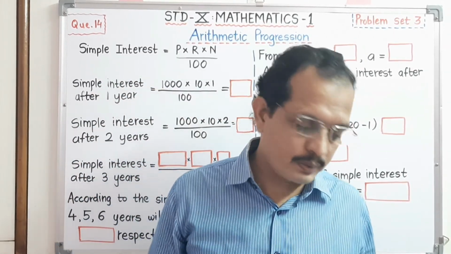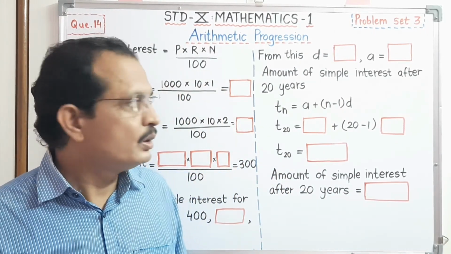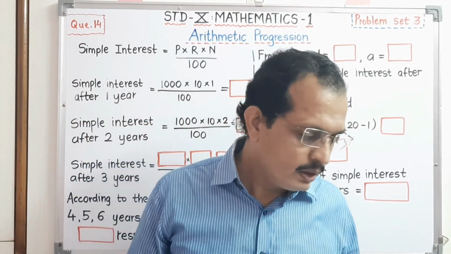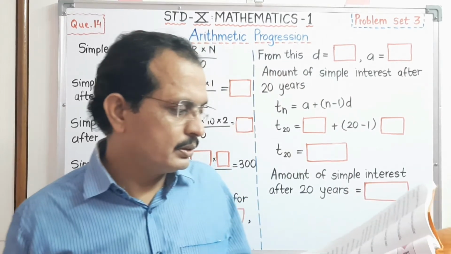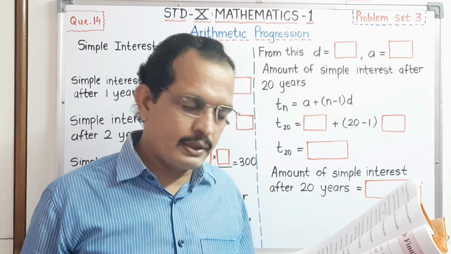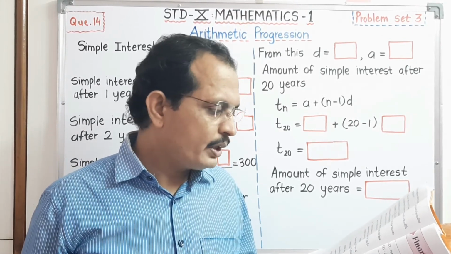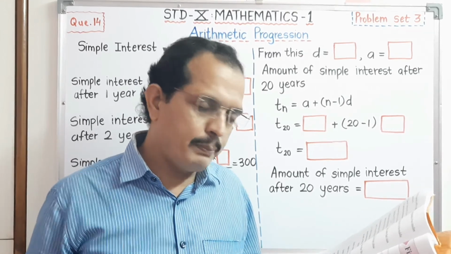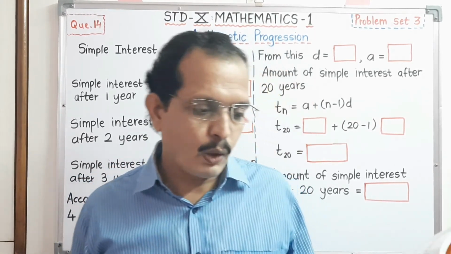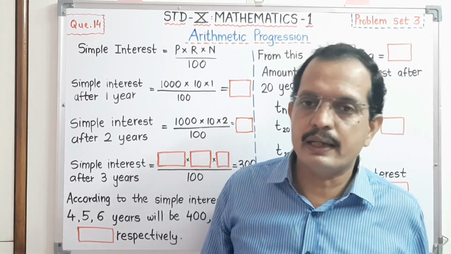It is for homework. Now we have to start with the 14th one, that is the last one, which is given as an activity based question. See, rupees 1000 is invested at 10% simple interest. Check at the end of every year if the total interest amount is an AP. If this is an AP, then find the interest amount after 20 years. For this, complete the following activity.